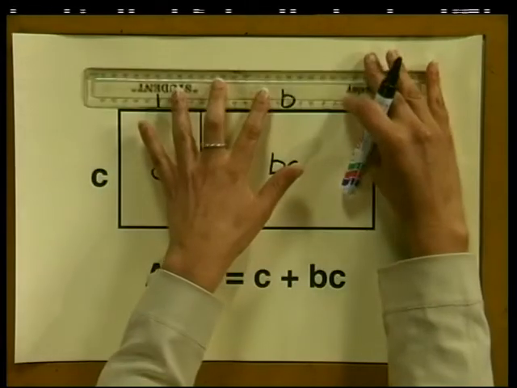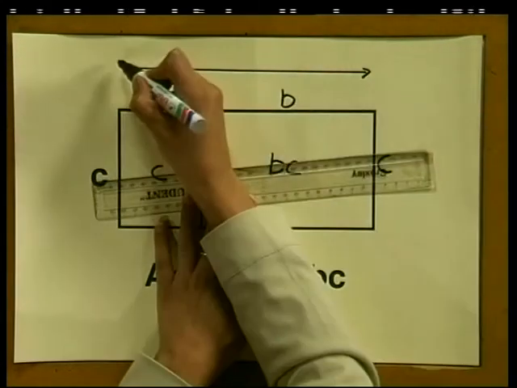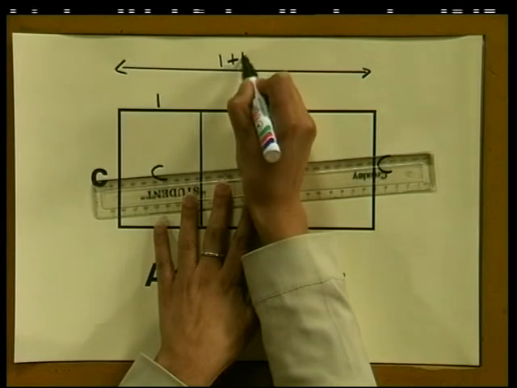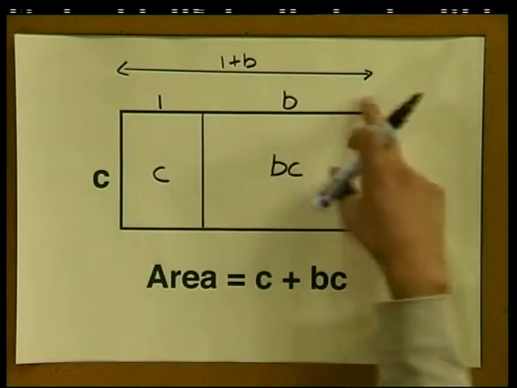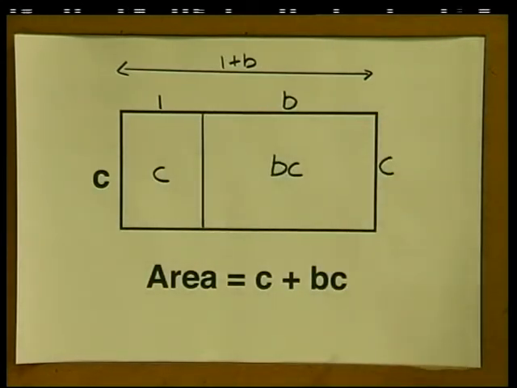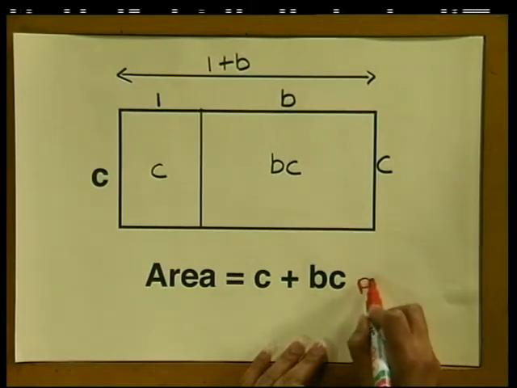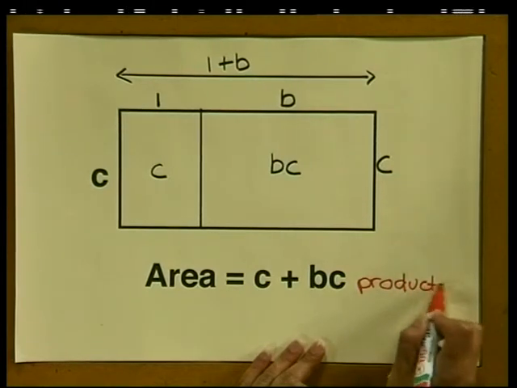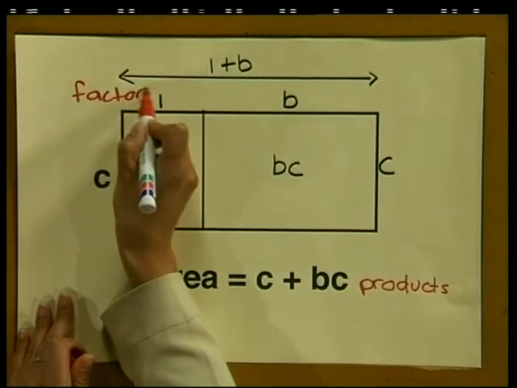And now we can work out the sides of our given rectangle. So the total length of this side is going to be 1 plus B. And let's fill it in. This length is 1 plus B. So the two sides of our rectangle are C and 1 plus B. What can we say about this? We can therefore say that the area represents the sum of the products, and the factors are C and 1 plus B.